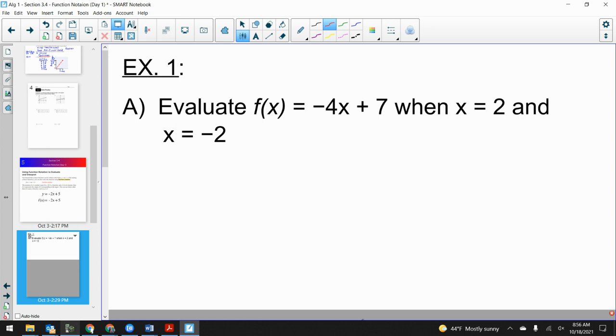So let's do that. Let's evaluate f of x is equal to negative 4x plus 7 when x is 2 and then when x is negative 2.